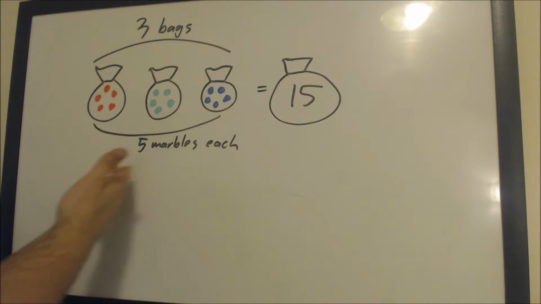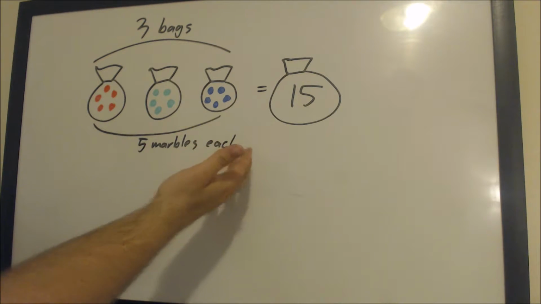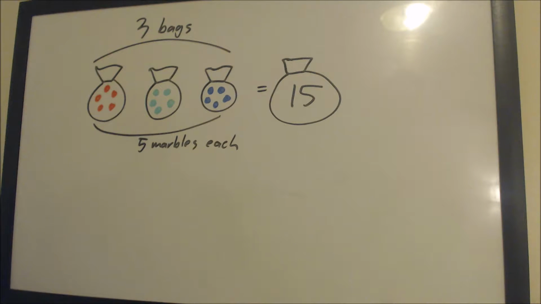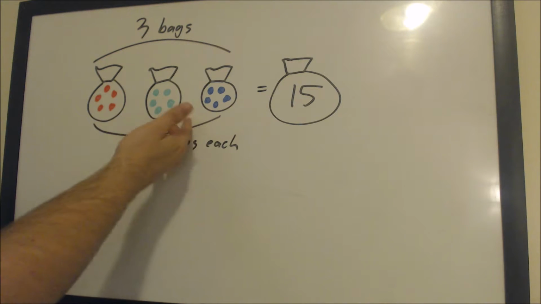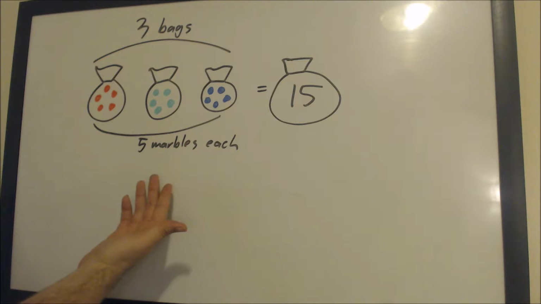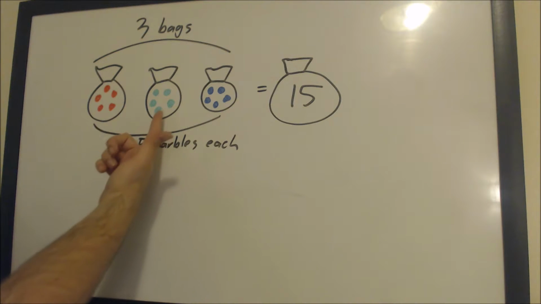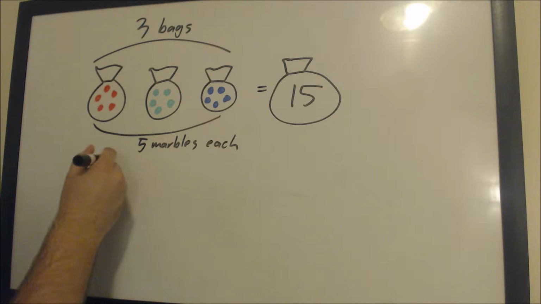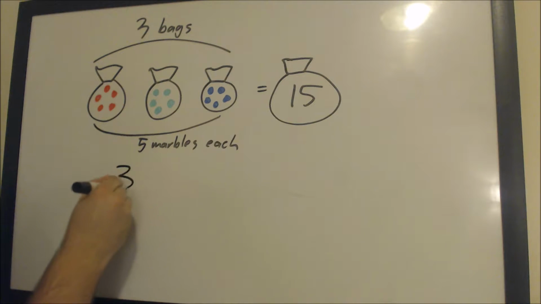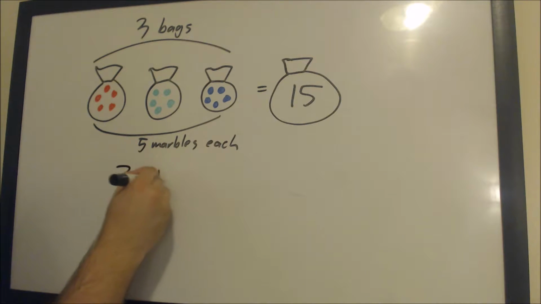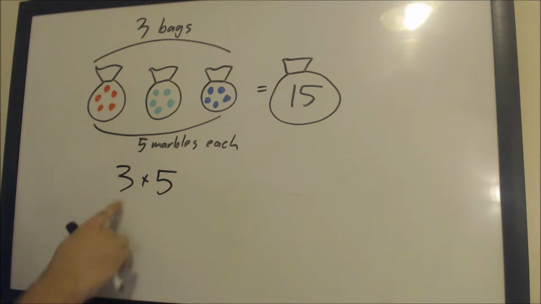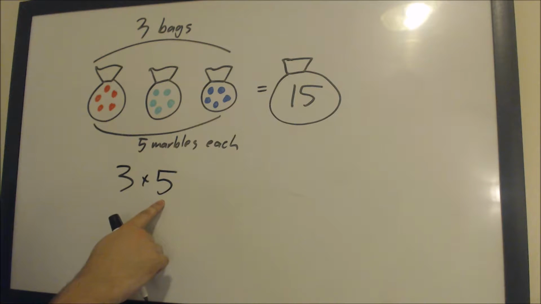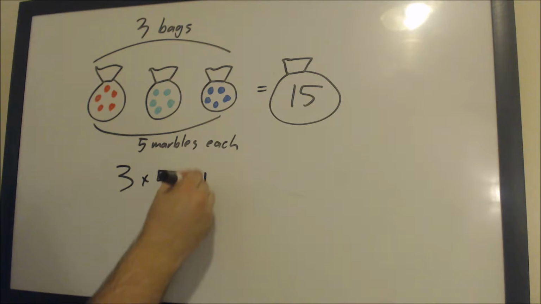We can model a multiplication problem using addition by the idea of groups. Here, I have 3 bags. Each of them has 5 marbles in them. 5 red in this one, 5 green in this one, and 5 blue in this one. The way that I would normally work out this problem with multiplication is I simply take my number of bags and multiply it by the number of marbles in each bag. 3 times 5, which gives us 15.